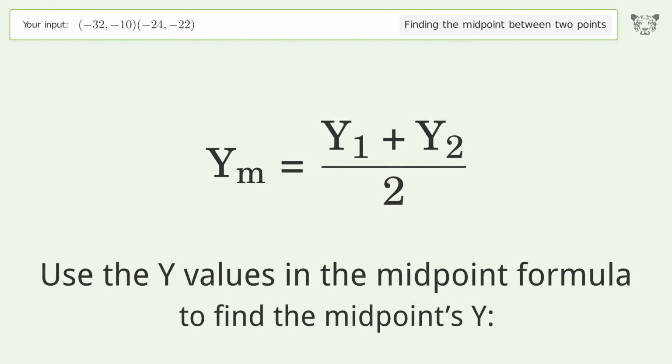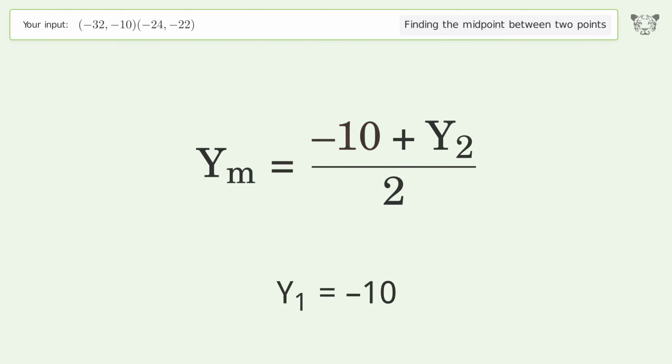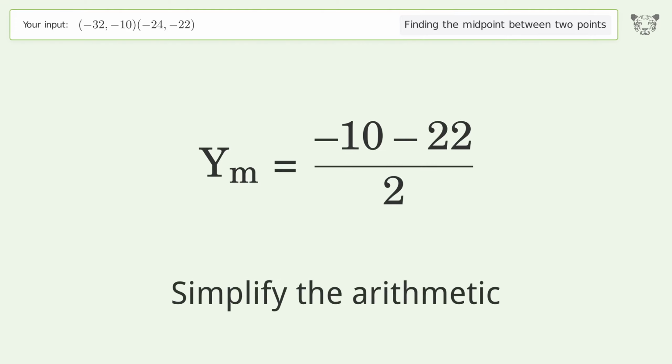Use the y values in the midpoint formula to find the midpoint's y. y1 equals -10. y2 equals -22. Simplify the arithmetic.